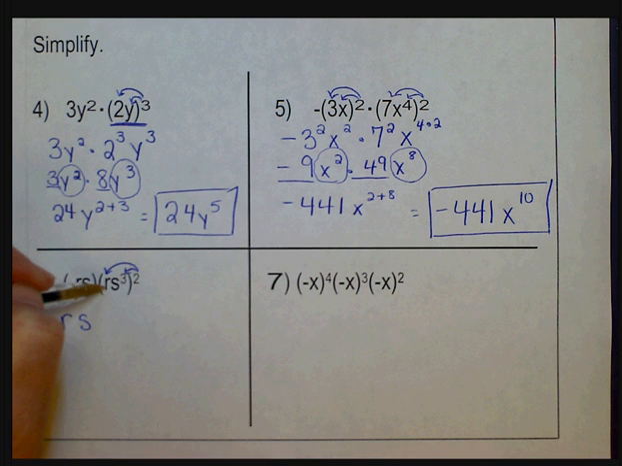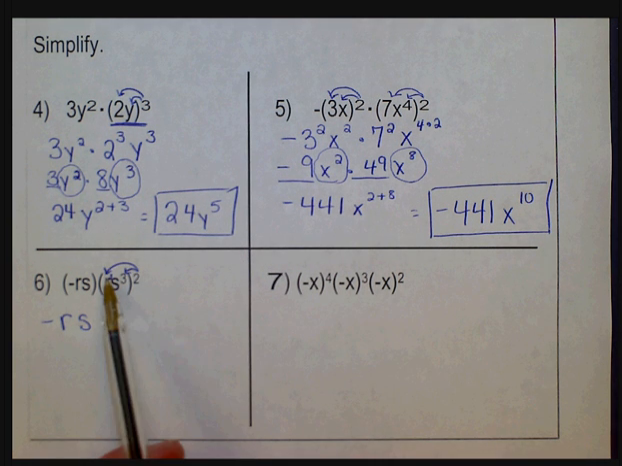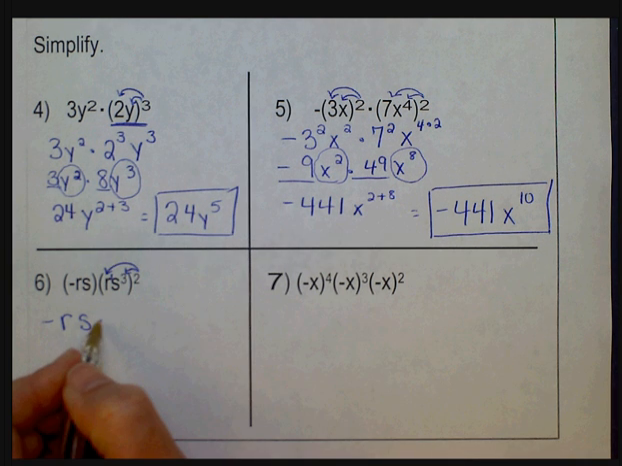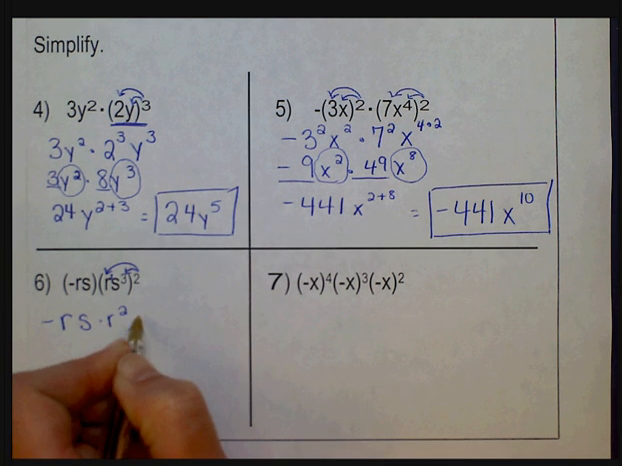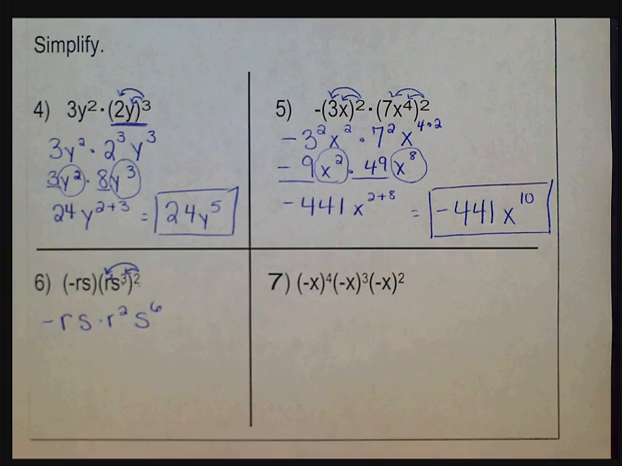Remember, any variable that you have without a power has that invisible 1 there. It's understood that it's r to the 1st power. So you are still multiplying 1 times 2 when you hand the 2 to the r. So this becomes r squared, s to the 2 times 3, which is 6.